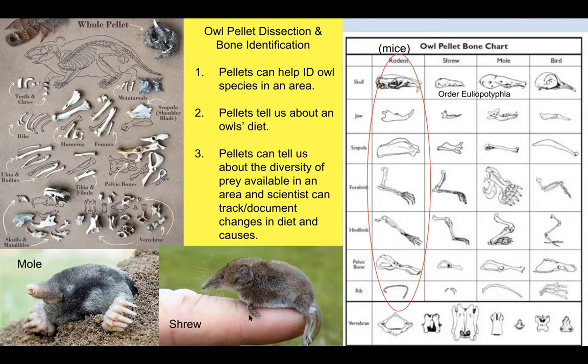So it's important to note that scientists can learn a lot from owl pellets. It can help scientists identify what bird species are in that area, but it can also tell us a lot about what those owls or other birds are eating. And it can tell us about the diversity of prey available in an area.